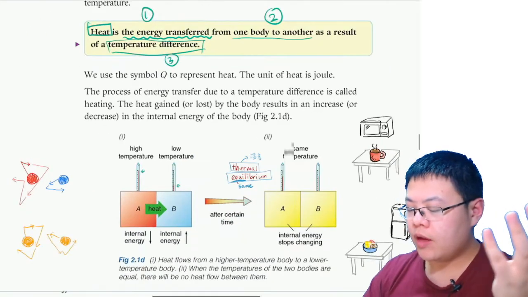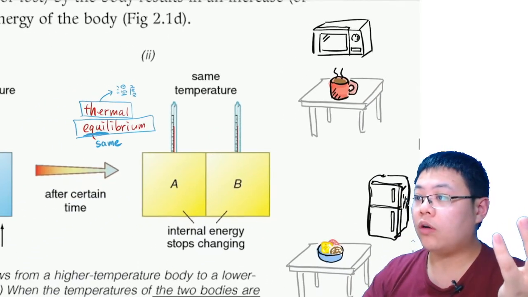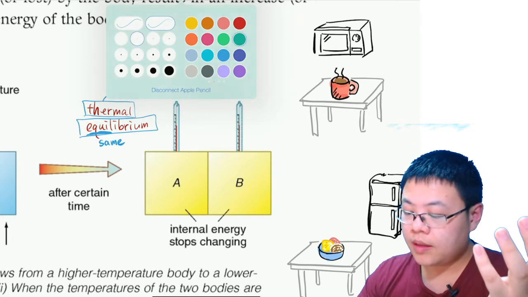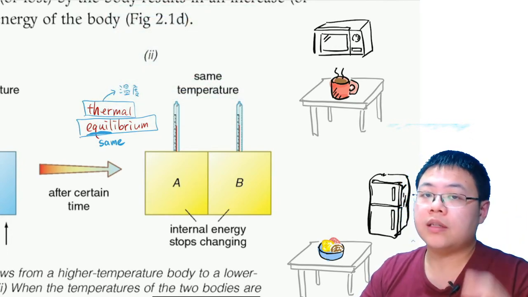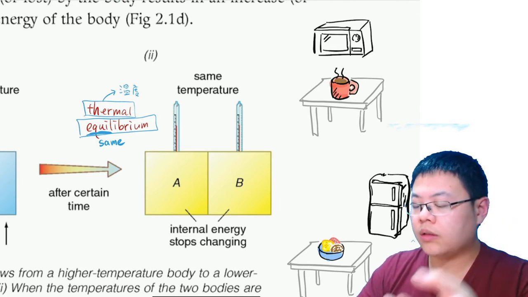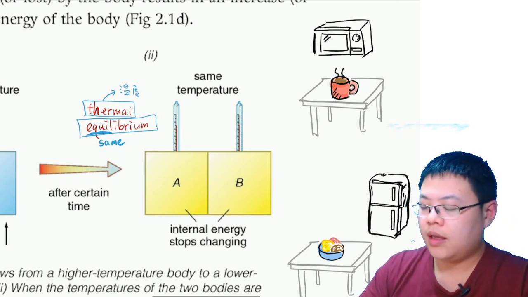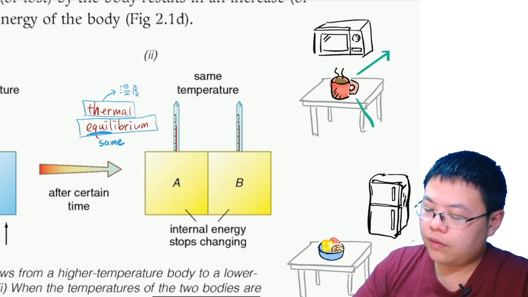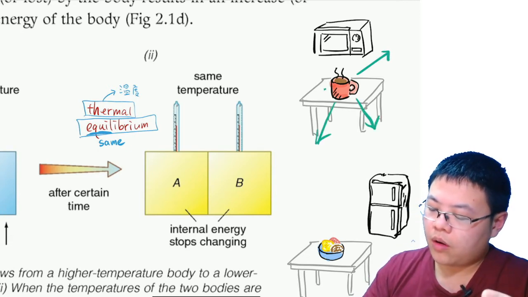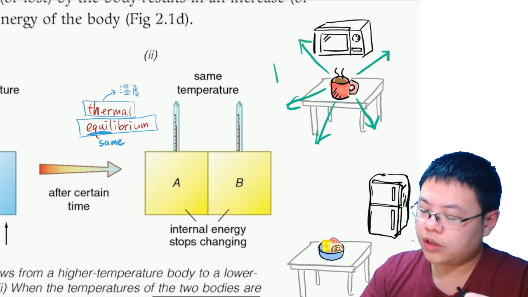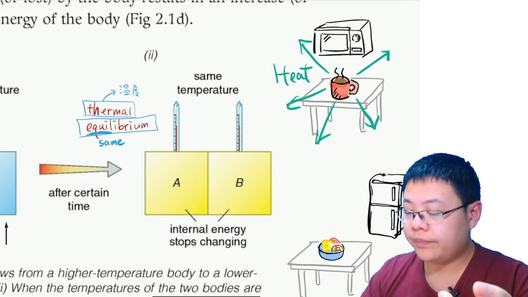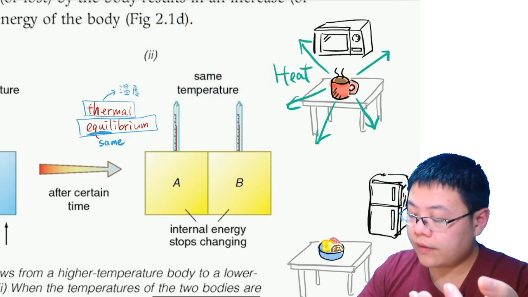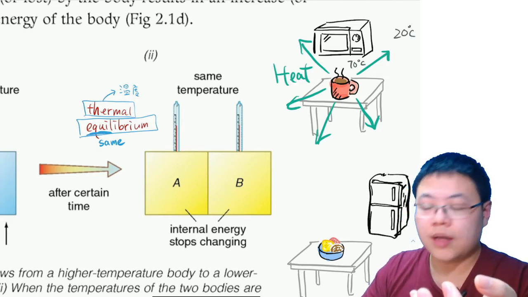What does it mean? For example, you have a cup of hot coffee on the top. Then from hot to cold, let's say your coffee is 60 degrees Celsius or 70 degrees Celsius. It is hot and the environment is cold, maybe 20. Okay, so heat will flow from hot object to cold object, which is from the hot coffee to the environment. For example, from 70 degrees Celsius to maybe 20 degrees Celsius, okay?